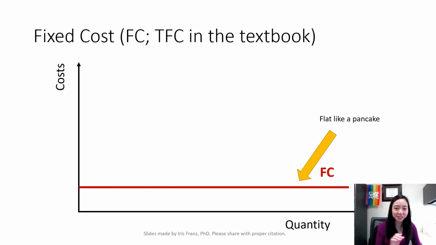So you can see that it doesn't matter how much you produce or how little you produce. Even if you're producing zero, you still have to pay fixed cost. So fixed cost is flat like a pancake.